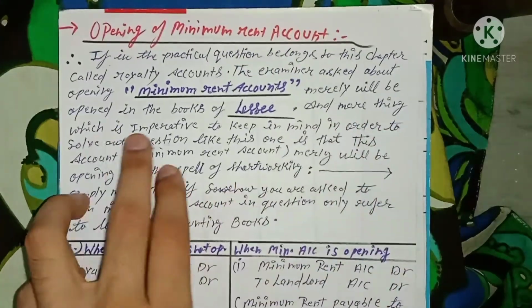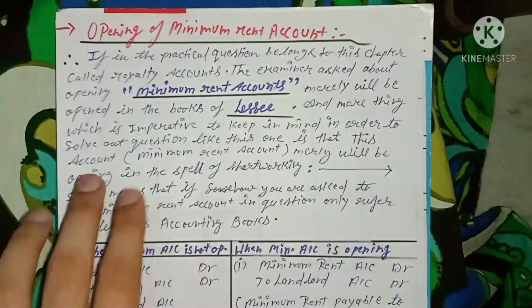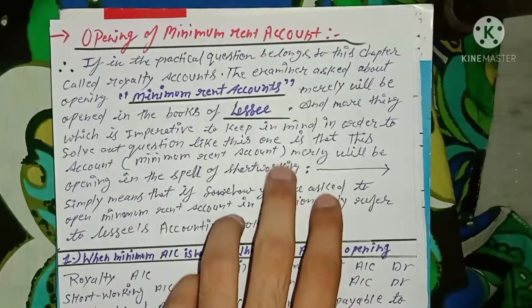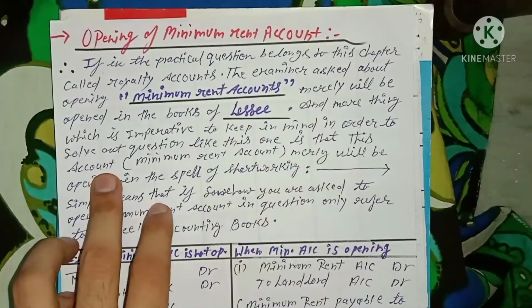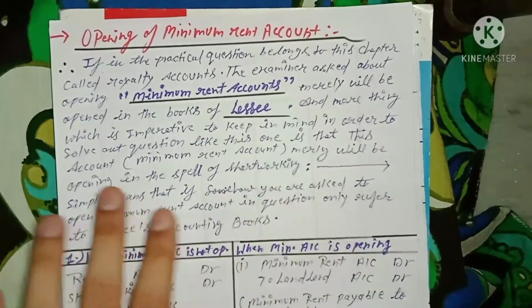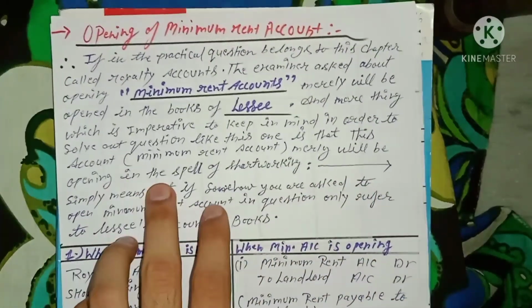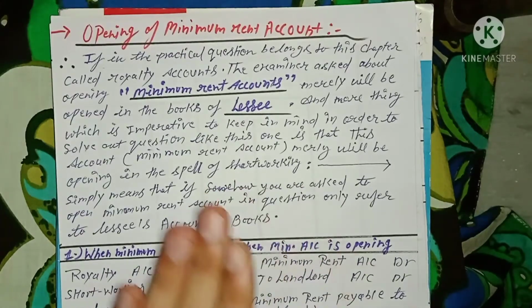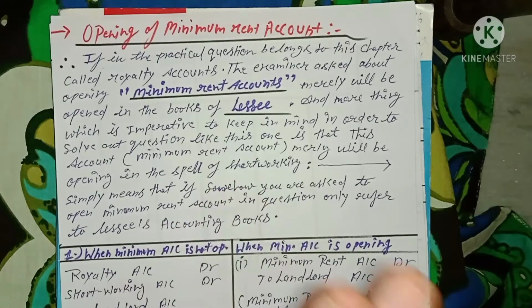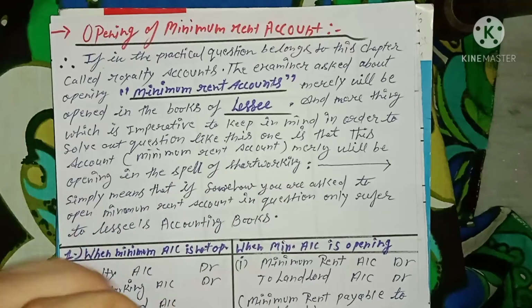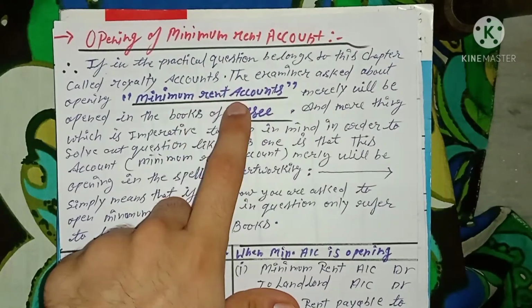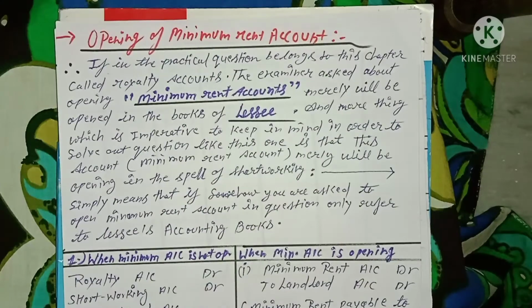One more thing that is imperative to keep in mind in order to solve questions like this one is that the minimum rent account will be opened only in the case of short working, whenever short working is incurred in any year. If a short working amount is incurred in that particular year, you have to prepare the minimum rent account as well.